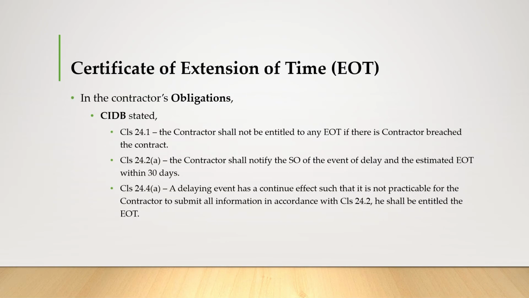In the latest standard form of contract, CIDB, the contractor's obligations are stated in clause 24.1. The contractor shall not be entitled to any EOT if the contractor has breached the contract. Also, in clause 24.2a, the contractor shall notify the SO of the event of delay and the estimated EOT within 30 days.